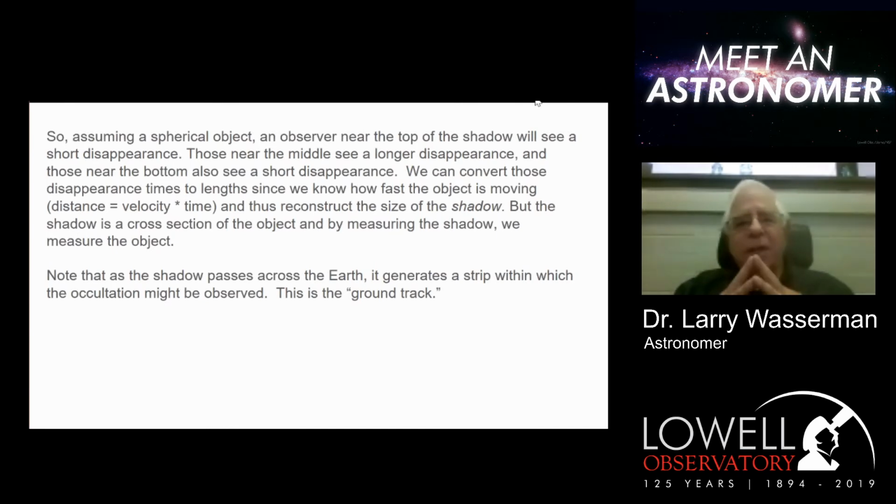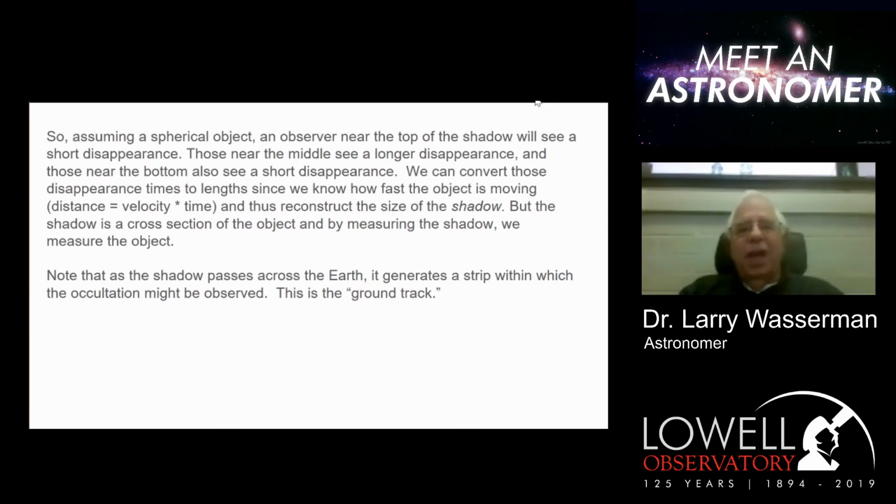We measure the disappearance times accurately, and then since we know how fast the object is moving, and distance is velocity times time, and that's the only equation I'm going to use in this talk, we can reconstruct the size of the shadow. But the shadow is a cross-section of the object. So by measuring the shadow, we measure the object which we can't see.